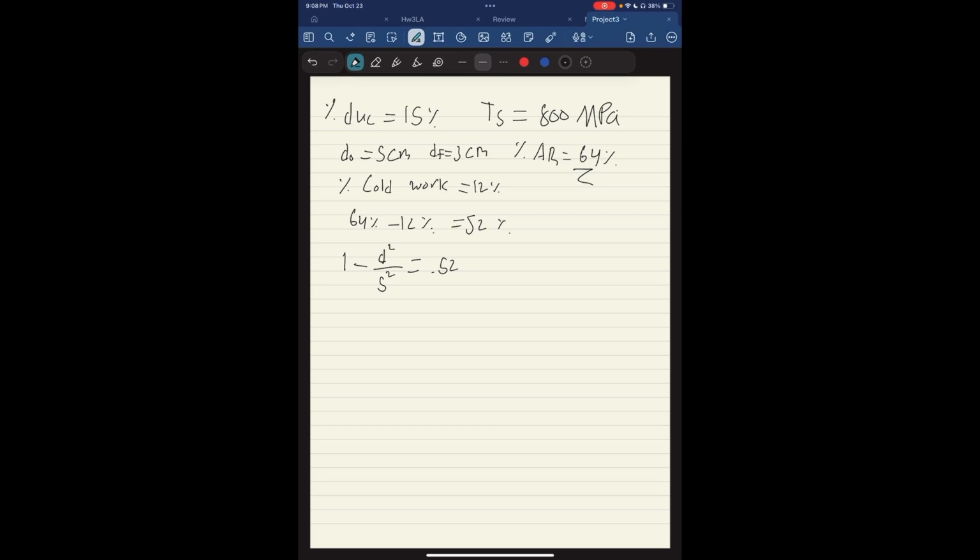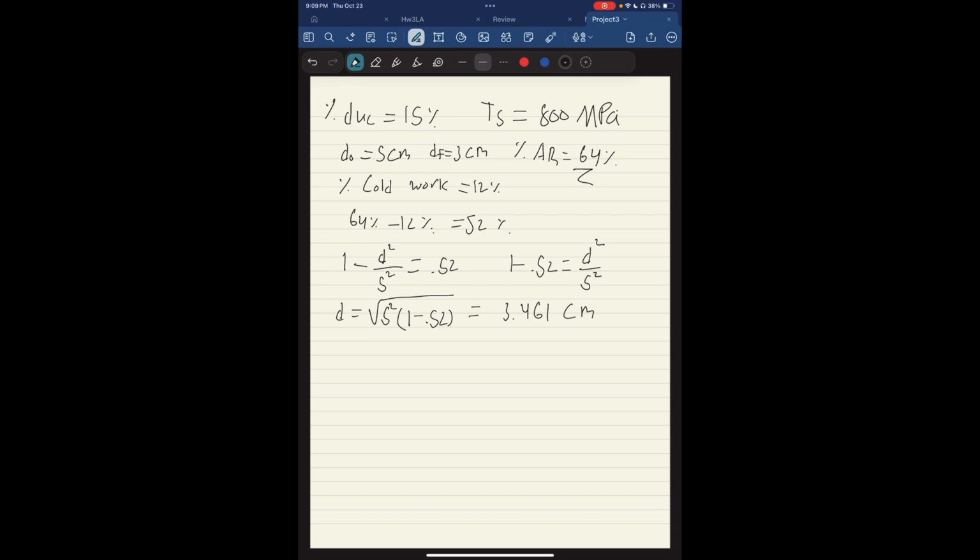So we can just add the D squared over 5 squared to the other side and subtract the 0.52. And then we get 1 minus 0.52 equals D squared over 5 squared. Rearranging some more, we're left with D equals the square root of 5 squared times 1 minus 0.52. And all that equals 3.461.